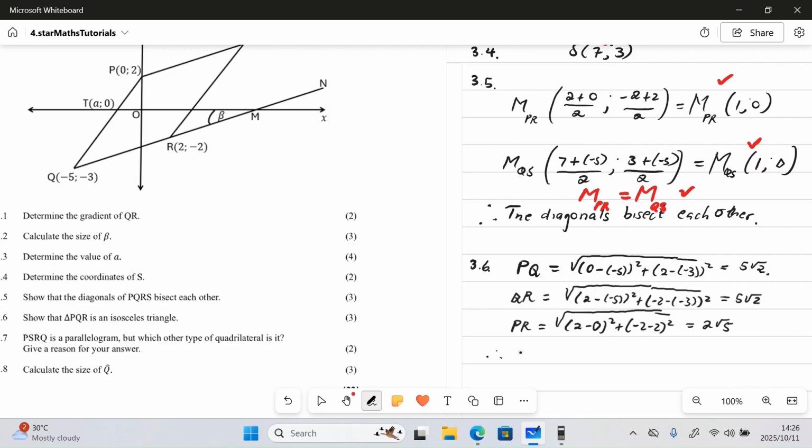Therefore, this is an isosceles triangle because only PQ is equal to QR, but they are not equal to PR. Two sides are equal. Therefore, this three-sided figure is an isosceles triangle.